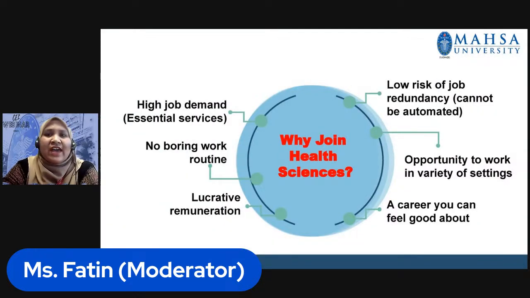Why you need to join health sciences? First of all, it is a low risk of job redundancy. It means that it cannot be automated, and it is also an opportunity to work in a variety of settings. When you join health sciences, it is a career you can feel good about.